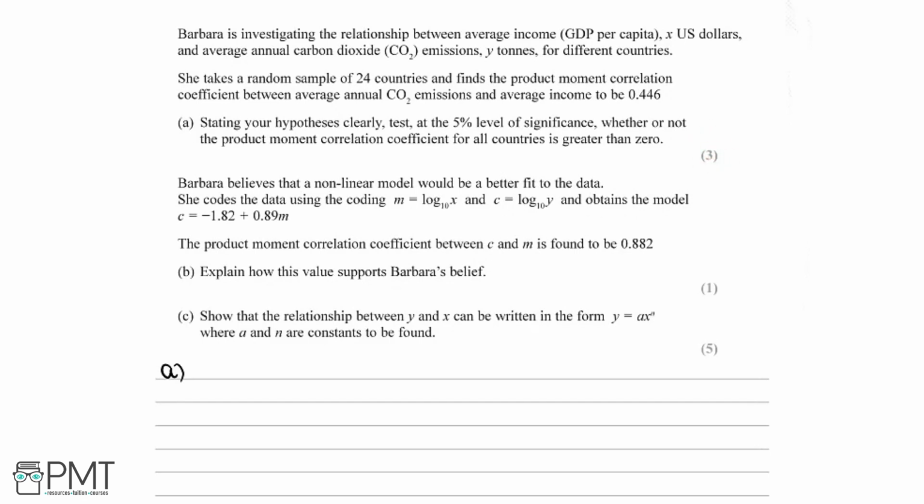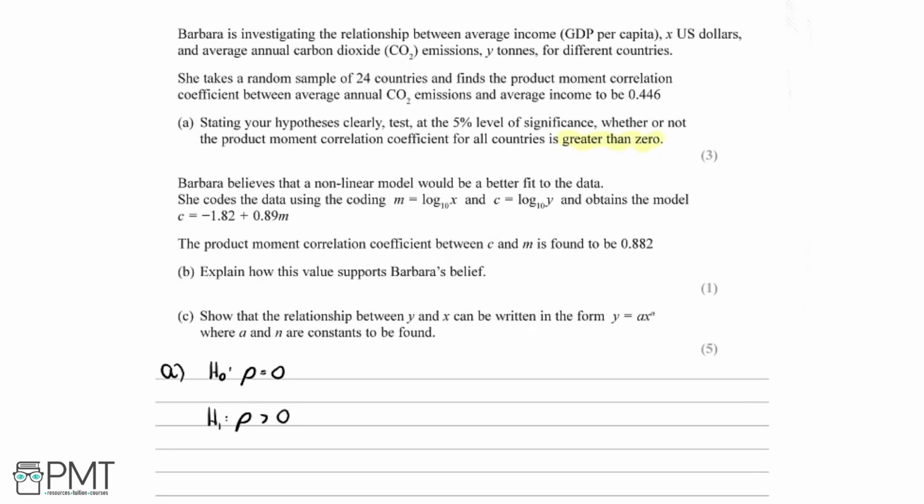Firstly, we need to state our hypotheses. So our null hypothesis, H0, we can say that rho equals 0. Then our alternative hypothesis, H1, looking back up at the question, we're testing whether or not the product moment correlation coefficient is greater than 0. So because it's saying it's greater than 0, our alternative hypothesis is that rho is greater than 0. So the next thing we need to do is find our critical value.